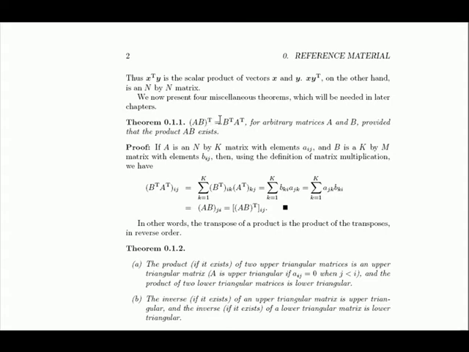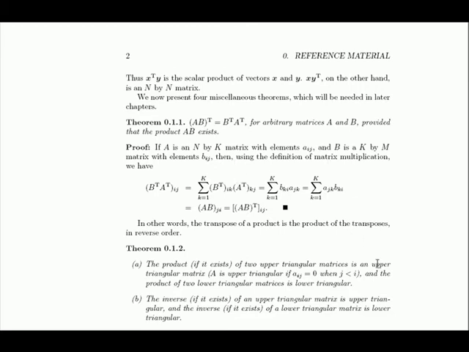One result that we'll use often is this: the transpose of the product of two matrices is the product of the transposes in reverse order, much like the inverse of a product is the product of the inverses in reverse order. Of course, that assumes that A can multiply by B, that is, that the number of columns of A is the same as the number of rows of B. We'll use this result quite frequently.